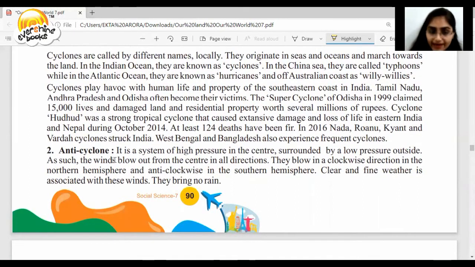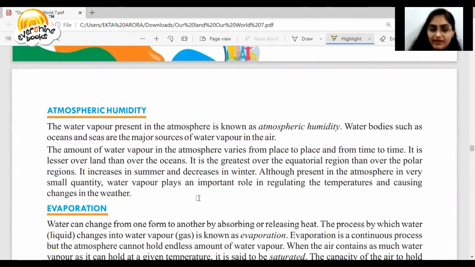Now, what are anticyclones? It is a system of high pressure in the center surrounded by a low pressure outside. As such, the winds blow out from the center in all the directions. They blow in clockwise direction in the northern hemisphere and anti-clockwise in the southern hemisphere. Clear and fine weather is associated with these winds and they bring no rain.